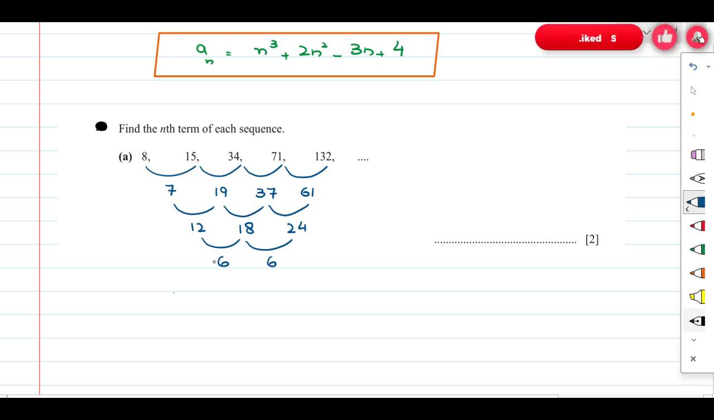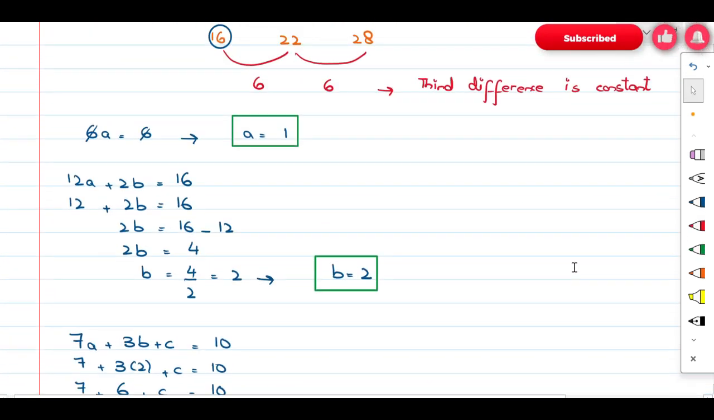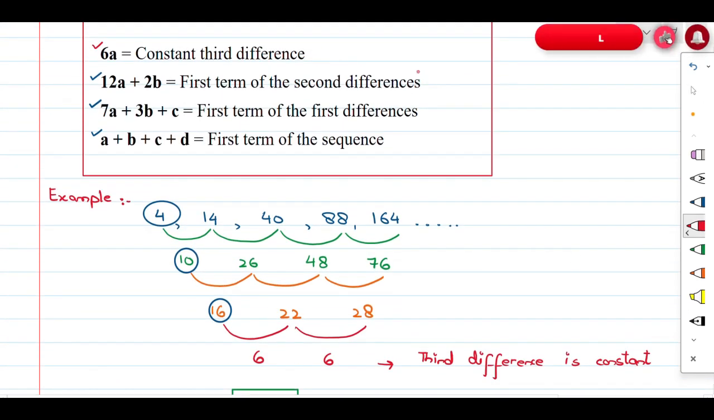It means first, second, and third difference, right? So that sequence is a cubic sequence. When the sequence is a cubic sequence, its nth term formula is an cube plus bn square plus cn plus d. Now, how do we get a, b, c, and d? To get these values, we need 4 equations, right? So you need to remember these equations, then you can easily get the nth term for the cubic sequence. Otherwise, it is really hard, okay?